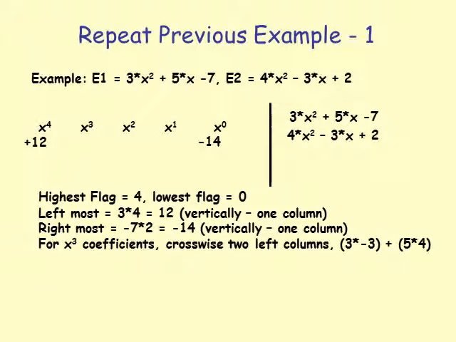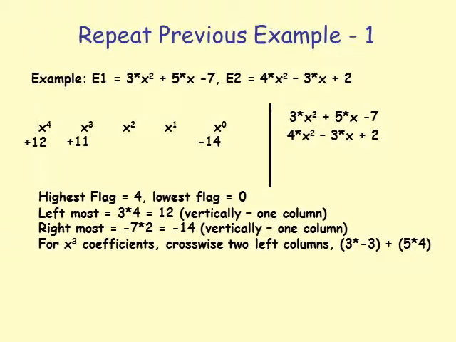Okay, let's continue here. Now we'll come back to the x cubed column, in which you have two products, and two products would require two columns on the left. So we'll use this column and this column here. Okay, so it's crosswise and add. 3 times minus 3 is minus 9. 4 times 5 is plus 20. Minus 9 plus 20 is plus 11. So we have plus 11 in the x cubed column.